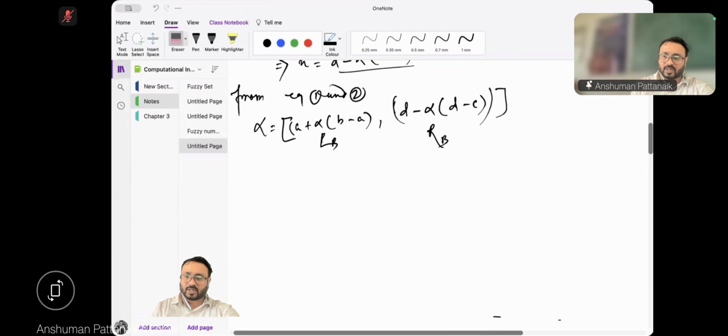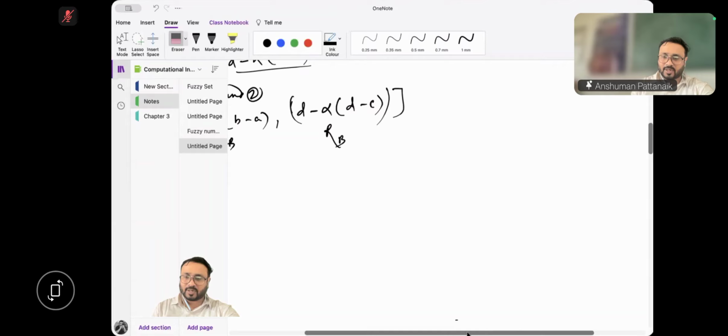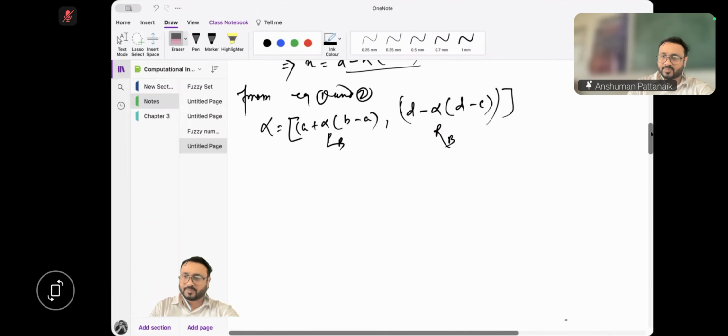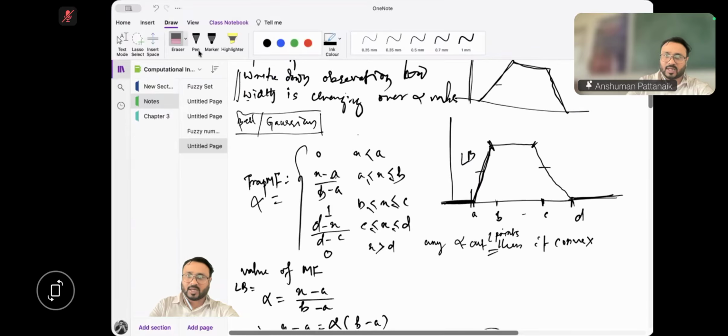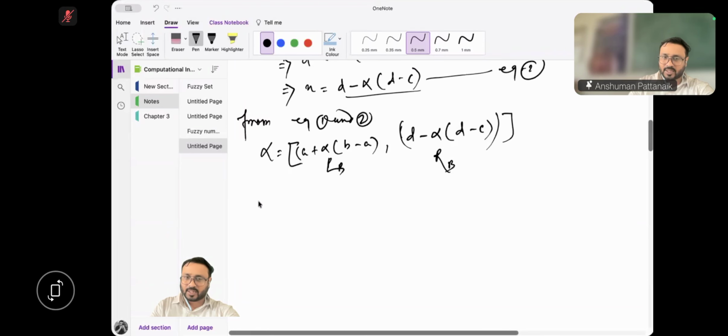If I got the values of the left boundary and right boundary, let's look into the graph. This is the left boundary, this is the right boundary. The width will be this minus this. If this is the alpha cut, the width is always right boundary minus left boundary. Let's rewrite the equation.